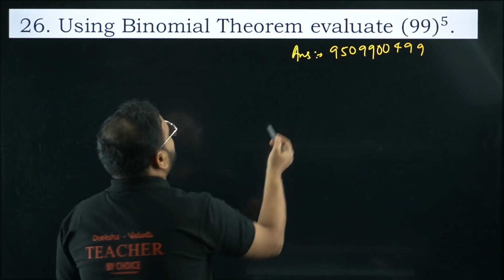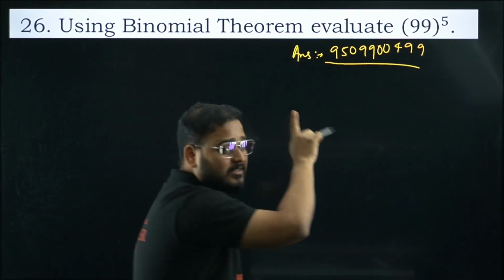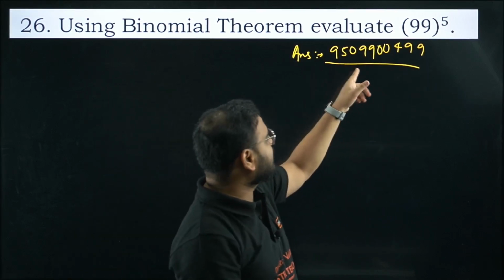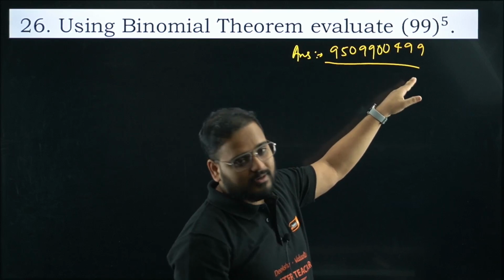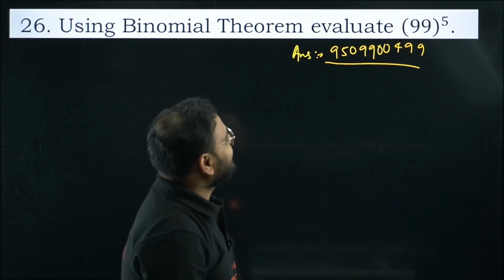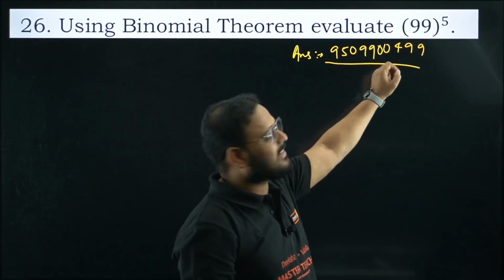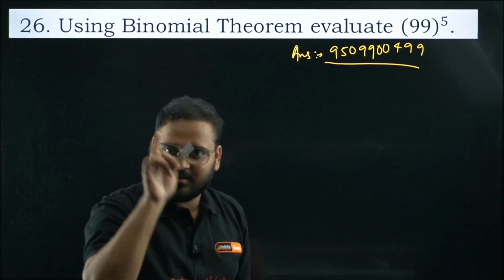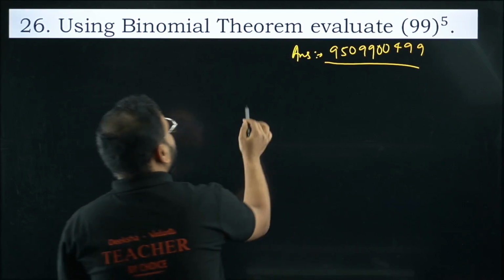Okay, we can do this. I've taken the answer over here. It's not my phone number, it's an answer. 95099000499. It's not my phone number. Okay, so 2468810. Correct, 10 digits, but not my phone number. This is the answer. How do you solve it?